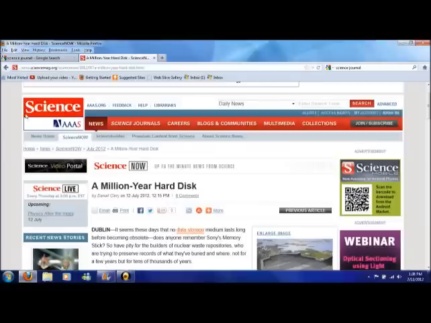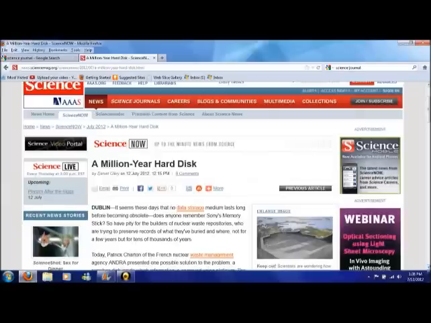Hey everybody, came across this interesting story on Science Magazine's website. Owners of nuclear waste repositories are trying to preserve records of what they have buried and where, not for a few years, but for tens of thousands of years.